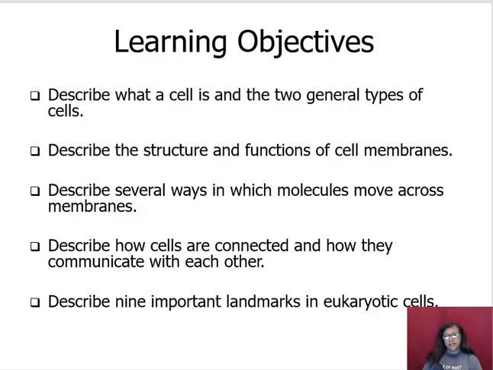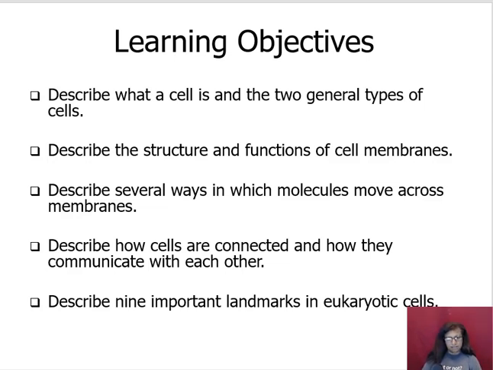So the learning objectives are to be able to describe what a cell is and the two general types of cells, describe the structure and function of cell membranes, describe several ways in which molecules move across membranes, describe how cells are connected and how they communicate with each other, and be able to describe the 9 important landmarks in a eukaryotic cell. So that's our objective.